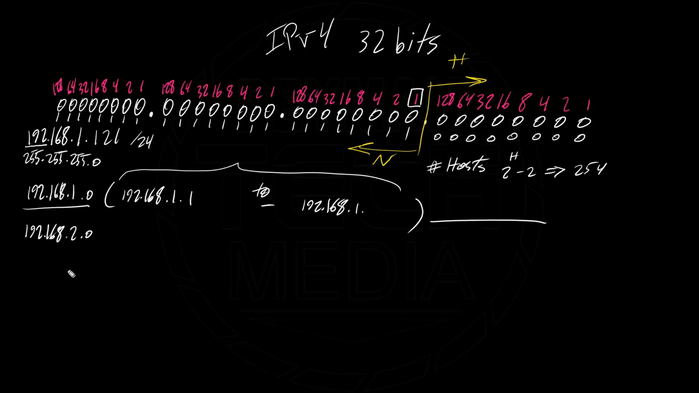What would the next one be? 3.0. What would the next one be? 4.0, and so on. So right now we are on this 1.0 network, and these are the available IP addresses. What would the broadcast be? The broadcast is 1 less than the next network, 2.0. So 1 less than 2.0 is 192.168.1.255.